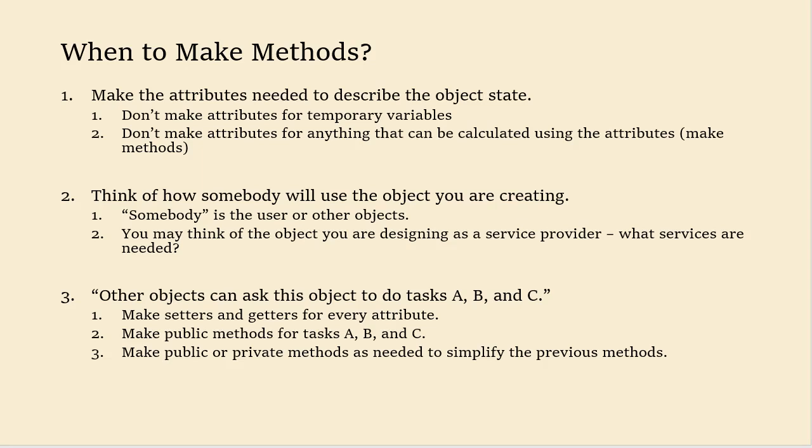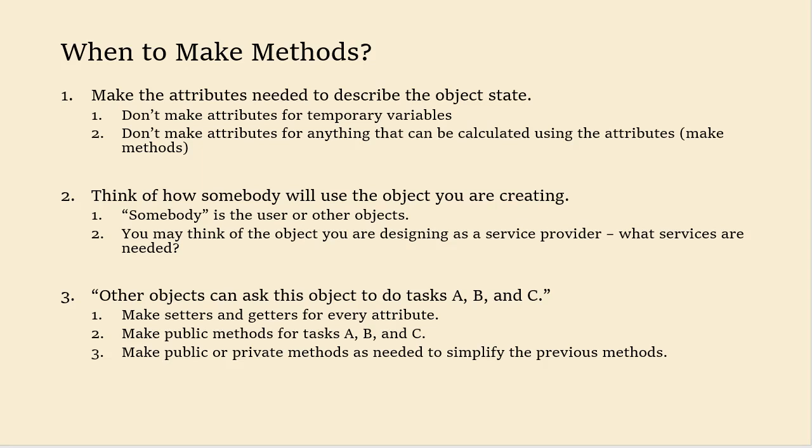And then don't make attributes for anything that's a temporary variable. You can take care of that later. Don't make attributes for anything that can be calculated. Like in the previous one, I didn't make an attribute for the max value or the min value. Why? Because I have a method that can calculate it. And if I ever need it, I can calculate it. If you store it in an attribute and then you change the data, you also have to change the attribute. You might forget to do that. So anything that can be calculated, don't make an attribute.